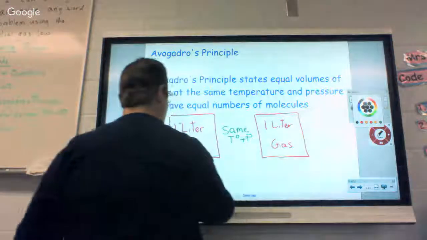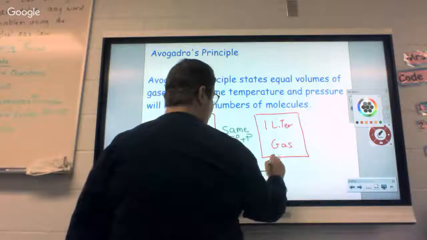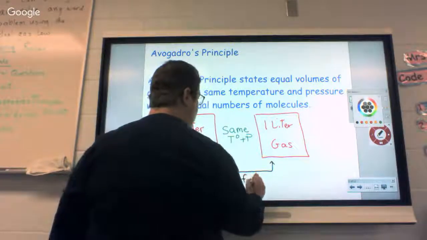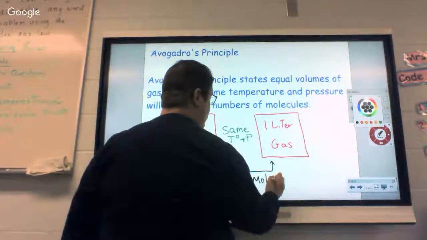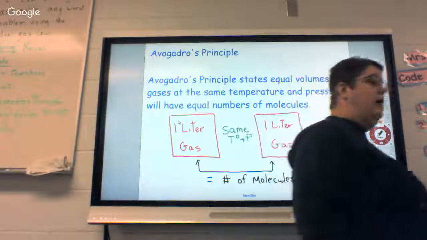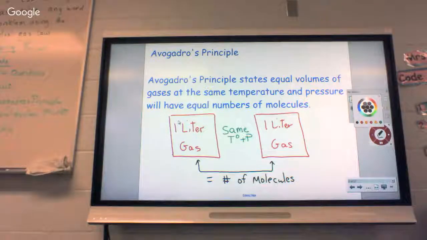That's right. They have equal numbers of molecules. Now, do we necessarily know how many molecules that is? No. We don't necessarily know what that number of molecules is. We just know the number of molecules is what? Equal.